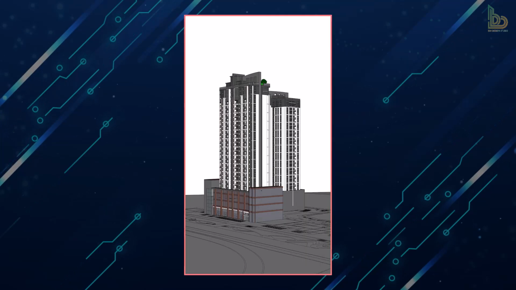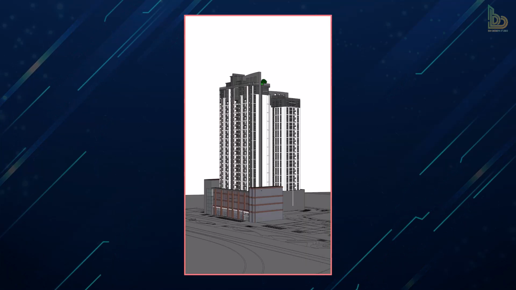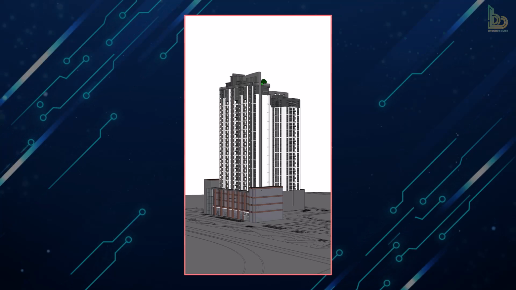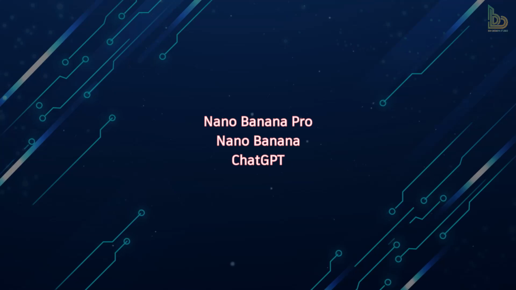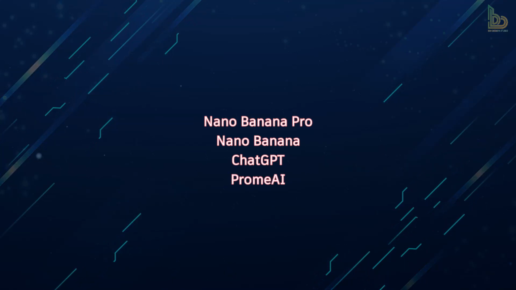Today I'm going to render a raw SketchUp image using 4 different AI tools with the same prompt. I'll be comparing Nano Banana Pro, Nano Banana, ChatGPT and PromeAI. Which one handles architectural visualization best?